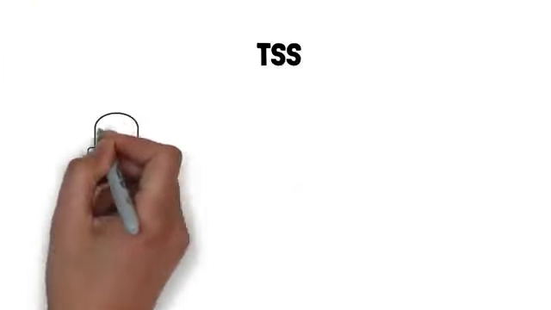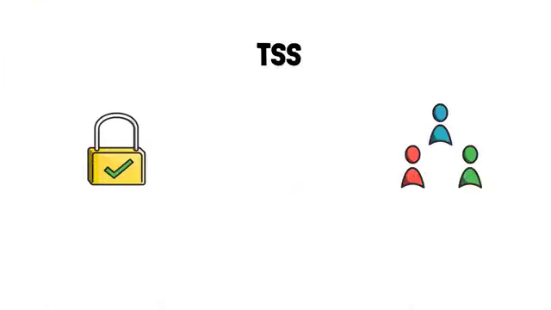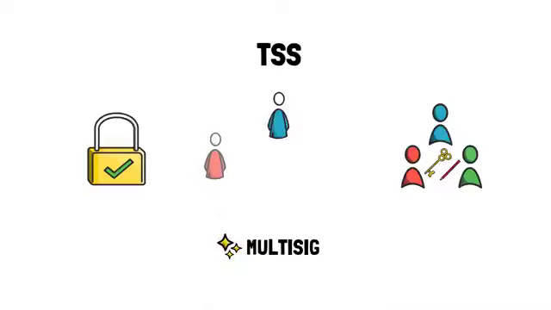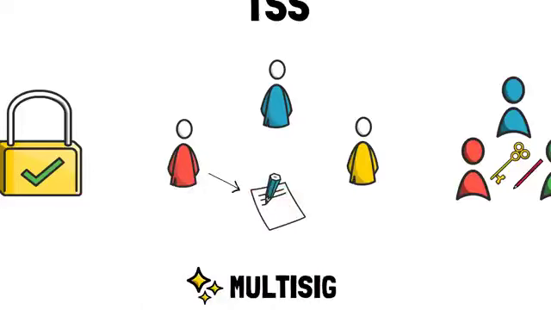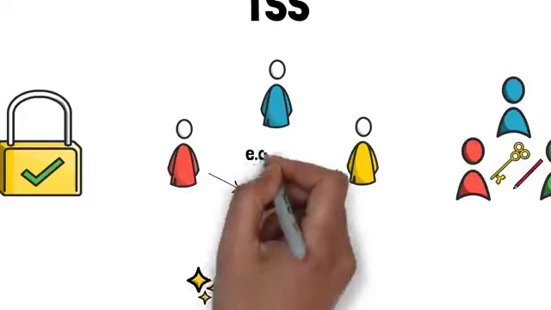TSS is a cryptographic primitive for distributed key generation and signing. You can think about it as a better version of multisig. Both of them focus on achieving the same goal, allowing multiple parties to come together and sign a transaction only when a certain previously set threshold is reached.